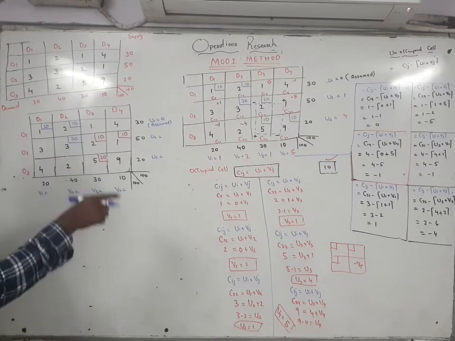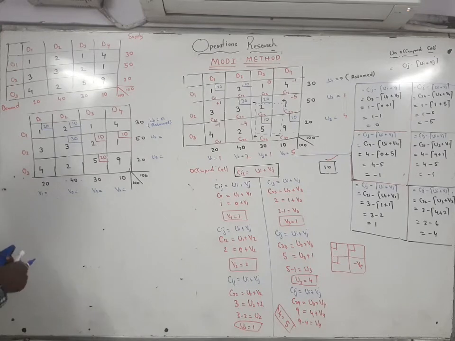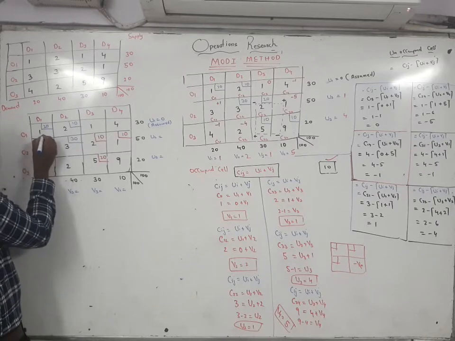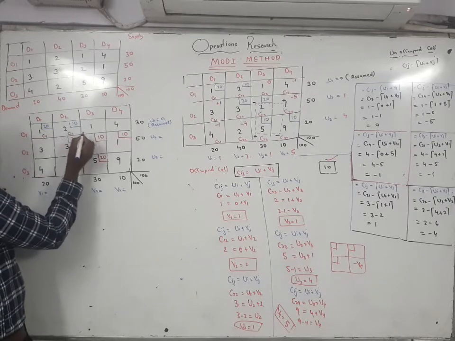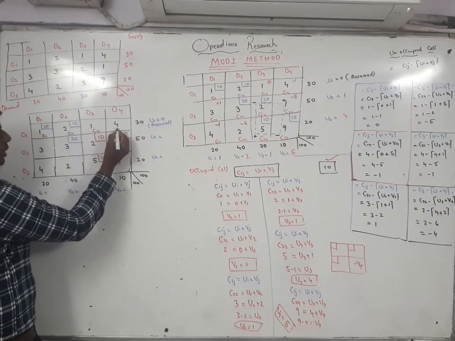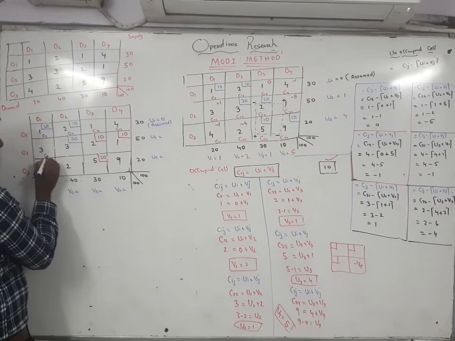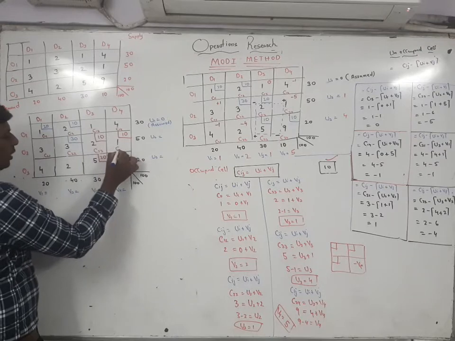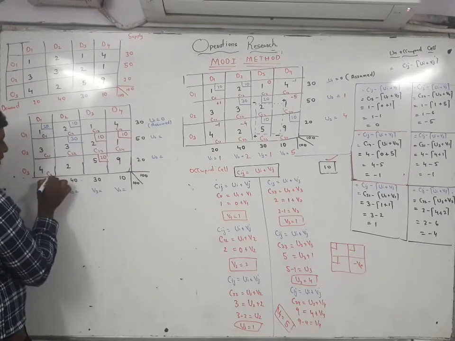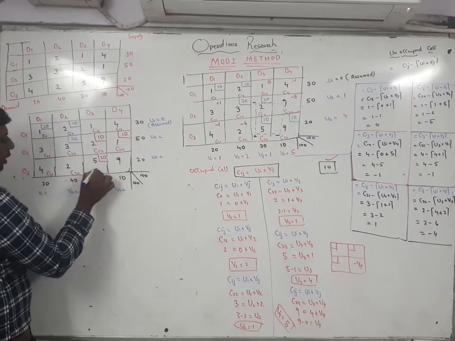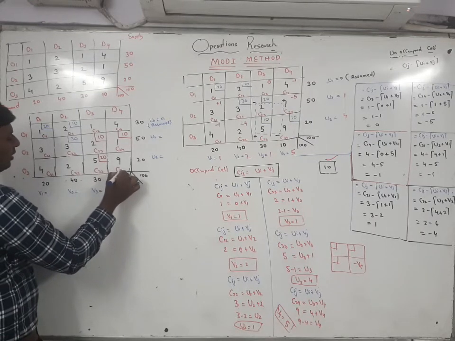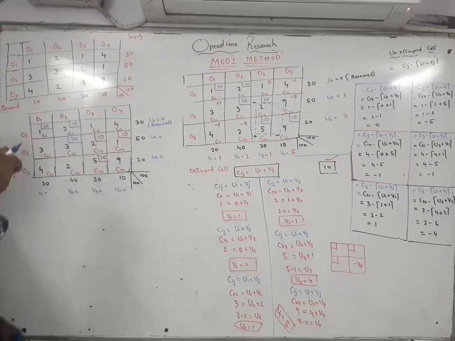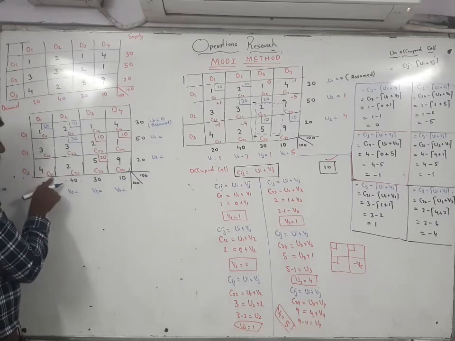As I already wrote the values, again I will write here. What I have to write here? C11. Cell names you have to give. This is C12. This one is C13. This one is C14. This is C21. This one is C22. This one is C23. This one is C24. This is C31. This is C32. This one is C33. This one is C34. C11, C12, C13, C14. First row, first column. Okay na? Second row, first column. Third row, first column.